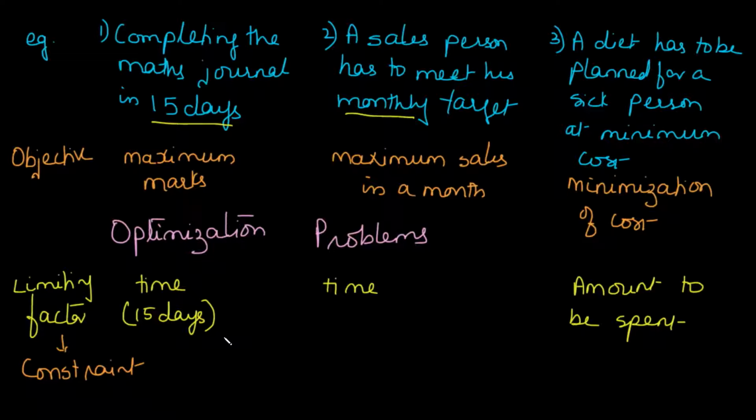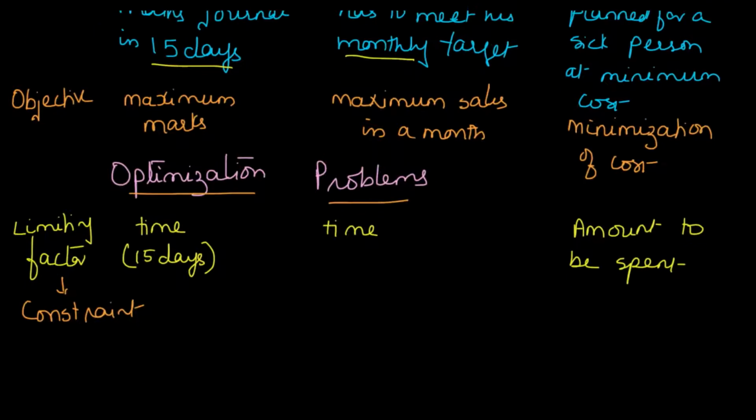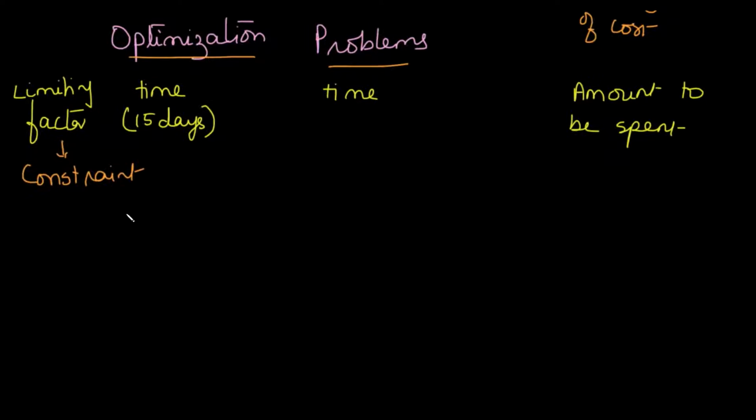So the aim of optimization problems is to find the best possible solution given the constraints. Optimum actually means the best possible situation. So in optimization problems, we try to find the best possible solution given the limiting factors, or the constraints. I hope now you understand the meaning of an optimization problem, and how we use our mathematical inequalities for solving these optimization problems.